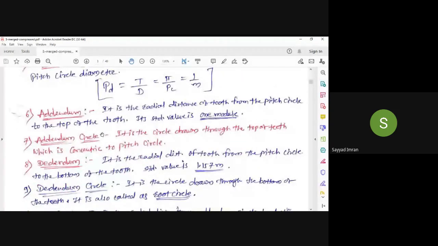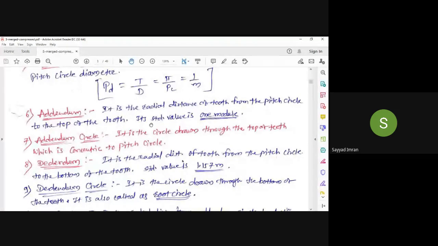Next one is addendum. So addendum is the radial distance of tooth from the pitch circle to the top of the tooth. Okay, what is addendum? Addendum is the radial distance of tooth from the pitch circle to the top of the tooth. Its standard value is one module. Next is addendum circle. It is the circle drawn through the top of the teeth which is concentric to the pitch circle.